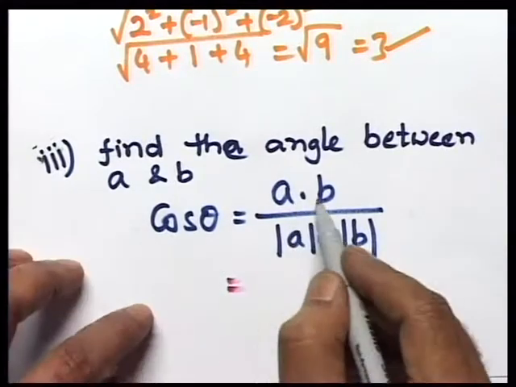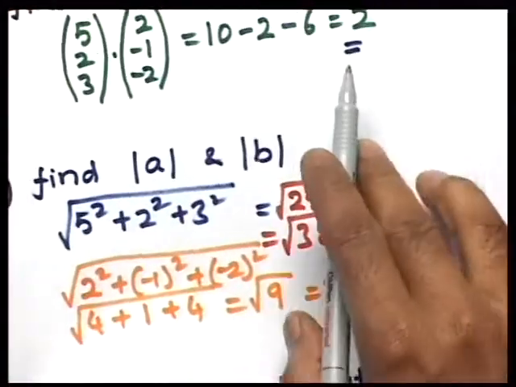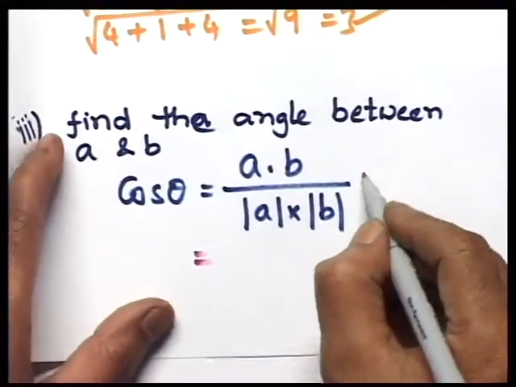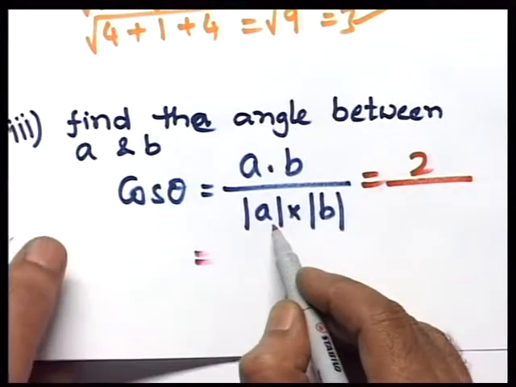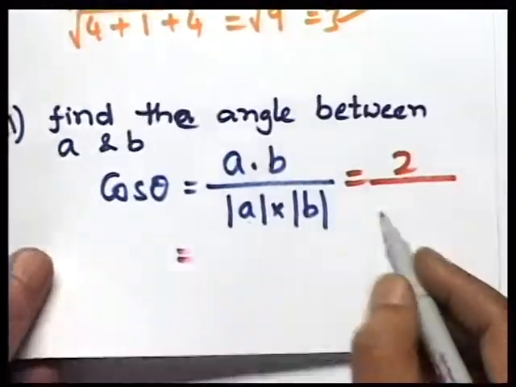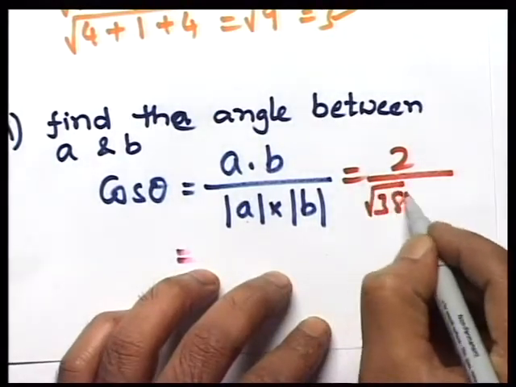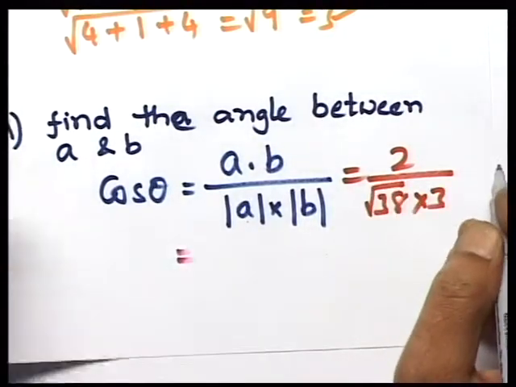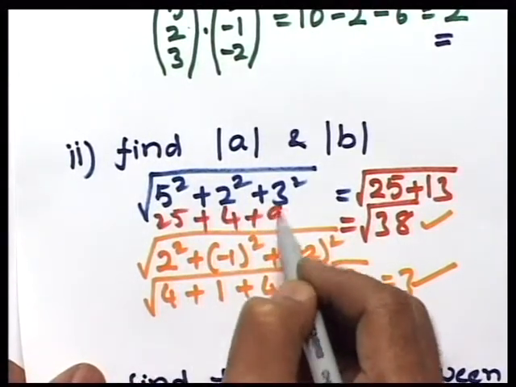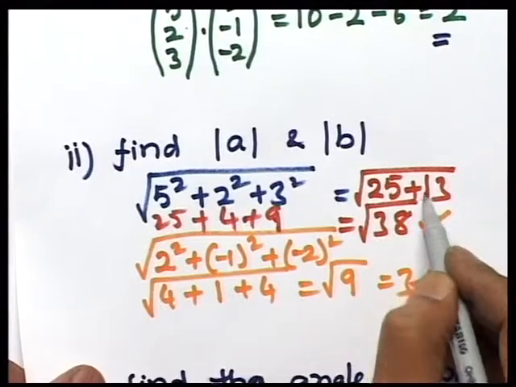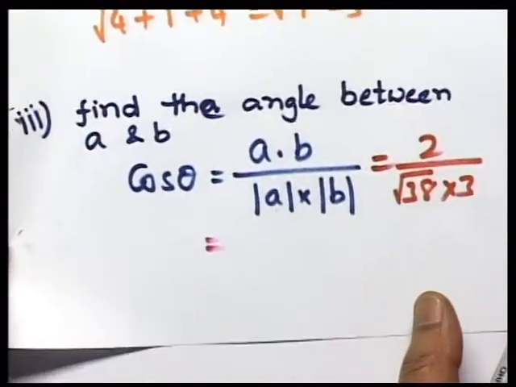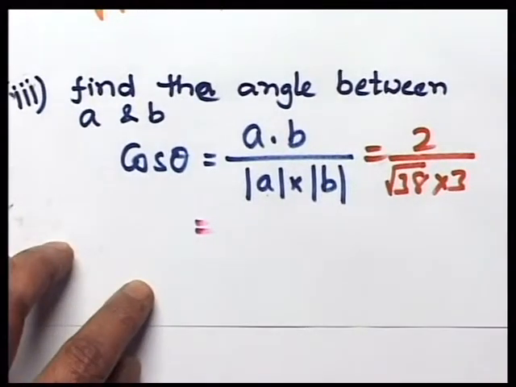So we'll be taking a dot b, which we have already found. a dot b is 2, and that 2 comes there on top, and the bottom is modulus a times modulus b, which is root 38 and 3. So that's root 38 and a 3 times. Let's check this again, please. That's 25 plus 4 plus 9. 9 plus 4, 13. 25 plus 13 is 38. Yeah, correct.